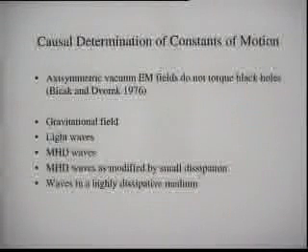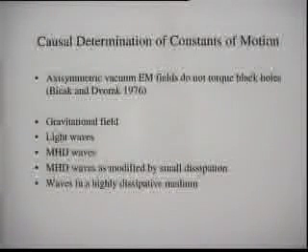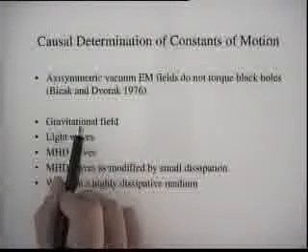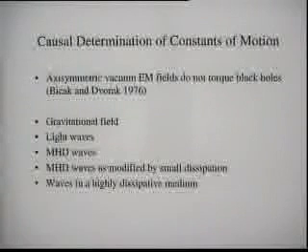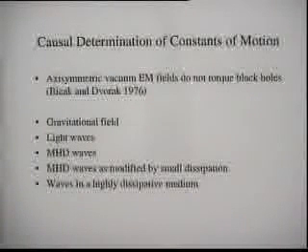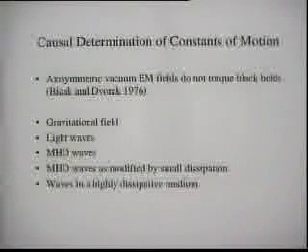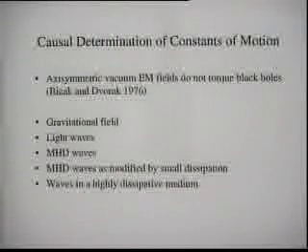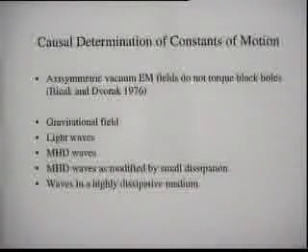So we look at all the possible modes of communication within the system to determine the causal structure. Again, we are looking at the axisymmetric case because that's probably the most likely case astrophysically and should be a good first-order approximation. We have the gravitational field, we have light waves that could possibly carry information, and MHD waves. We can introduce dissipation within the system, and we can have MHD waves that are modified by small dissipation.